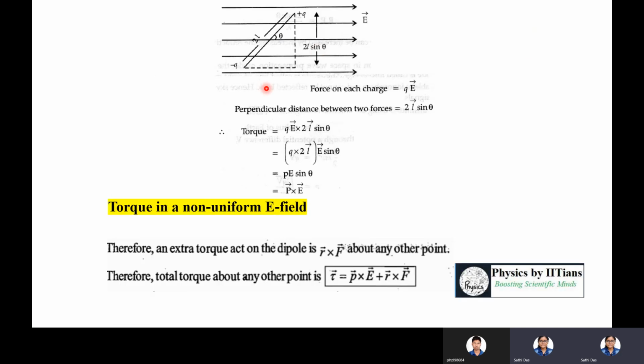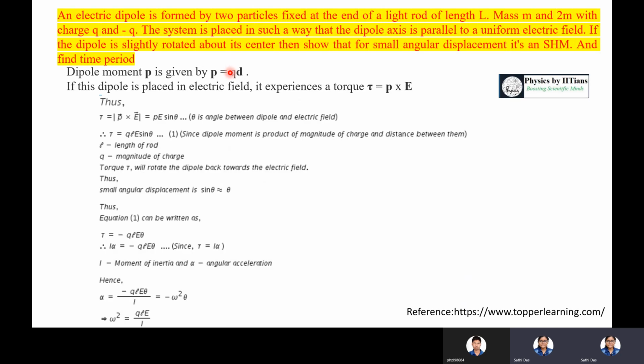So why is it rotating? Because of the torque, the dipole is rotating. The external field will try to align the dipole in its own direction, so that the dipole gets the minimum energy, because the potential is minimum when theta is 0, that is minus QE. So the dipole moment here is P equals Q into D.